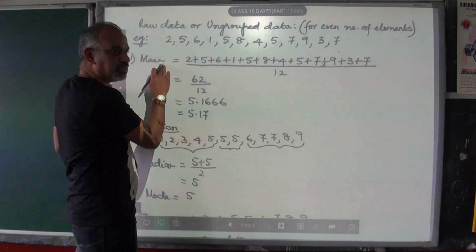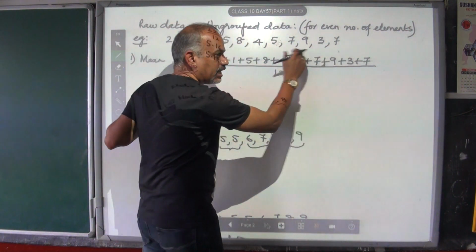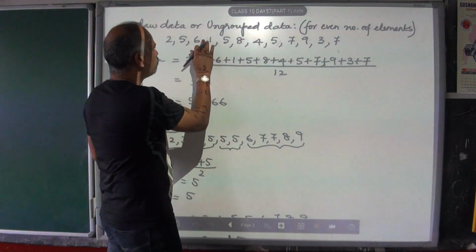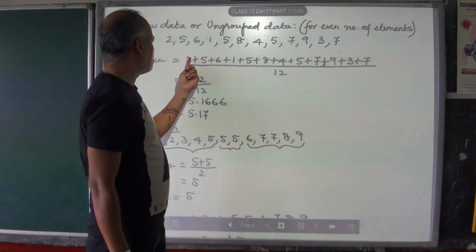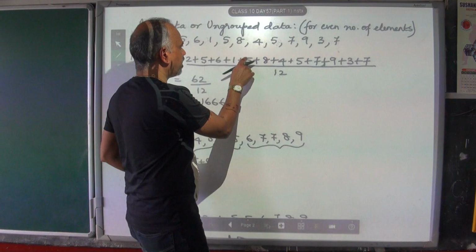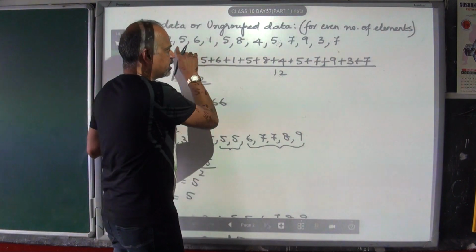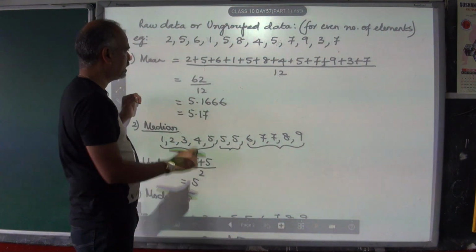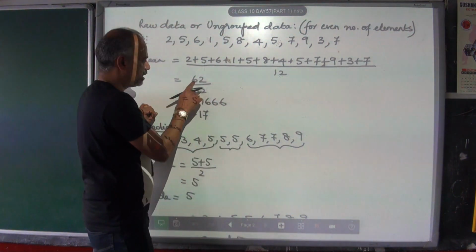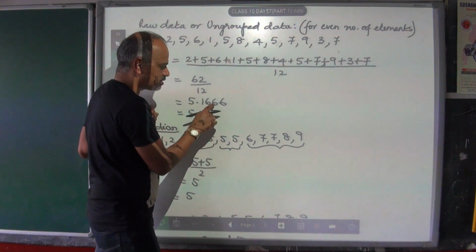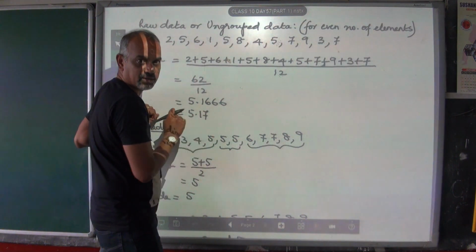First thing that you will find is mean. Mean means average, so add everything and divide by the number of elements. If you see here, 2, 4, 6, 8, 10, there are 12 elements. So add everything, that's 2 plus 5 plus 6 plus 1 plus 5 plus 8 plus 4 plus 5 plus 7 plus 9 plus 3 plus 7, divided by 12. If you add all this, you will get 62. Divided by 12, you will get 5.1666, it goes on. So round this off, that will give you 5.17 is your mean. Okay.